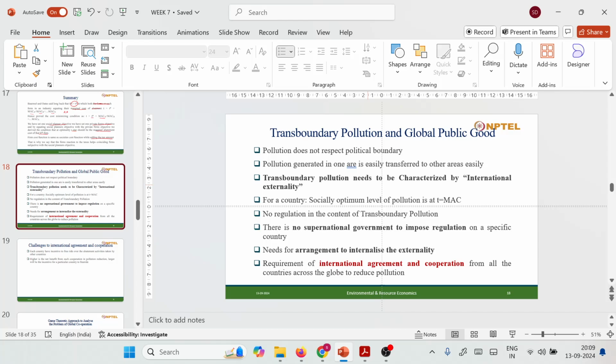All the global pollution like CO2 moves from one country to another country, right? Or let's say ozone layer depletion or acid rain. All these pollutions are known as transboundary pollution. This pollution does not follow any political boundary.